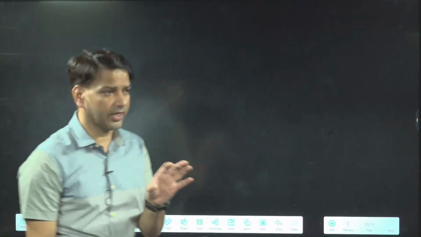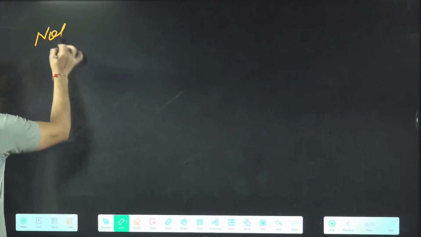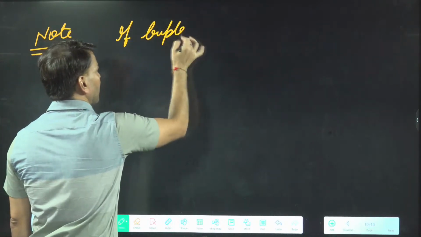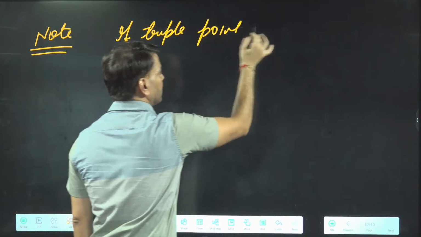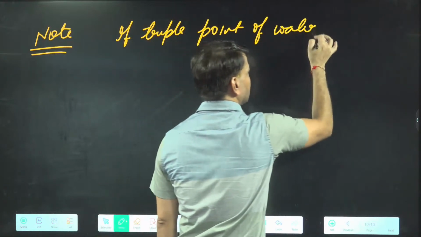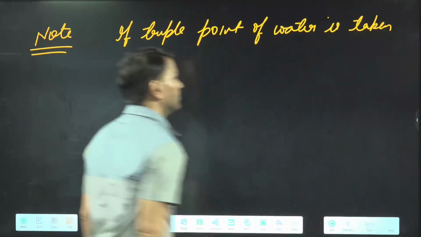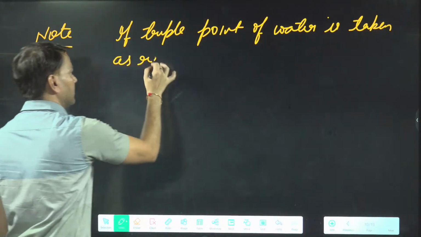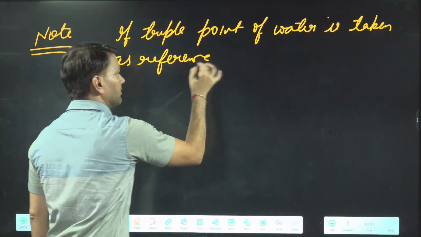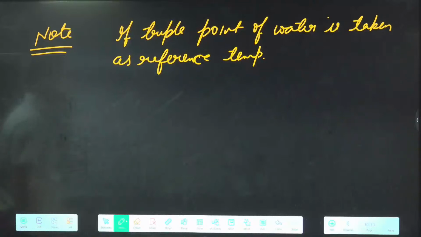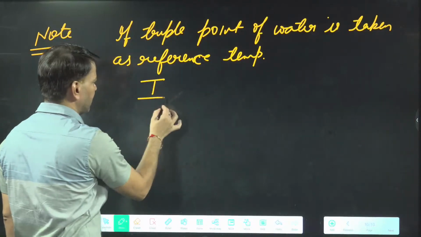The only relation we have to learn is for when we are using the triple point as a reference point. So you can write as a note: if the triple point of water is taken as reference temperature, then how can we find the unknown temperature? That relation you have to remember.